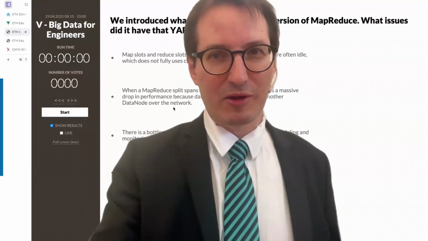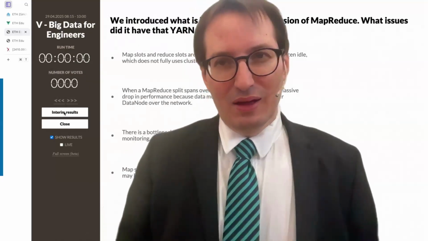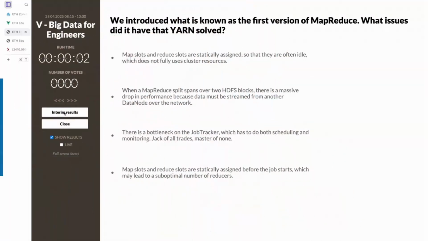So here's another one. I introduced you before the holidays to MapReduce in its first version without Yarn, prior to Yarn. And then we introduced Yarn, which is used by the new version of MapReduce, but also by Spark. And so I'm asking, what did it solve? Why did we even bother to introduce Yarn and have a second version of MapReduce on top of Yarn?